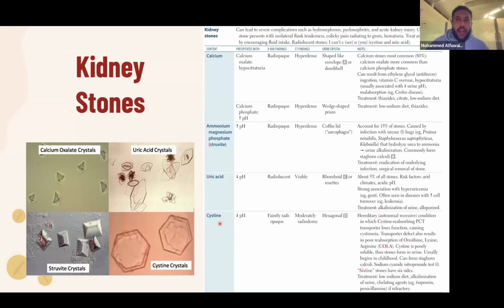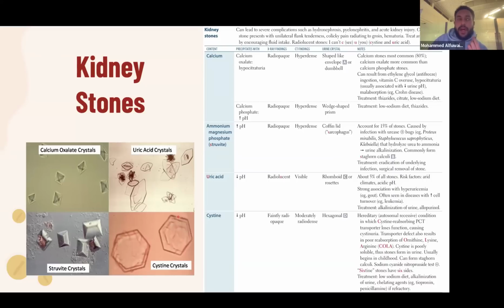Now, lastly, which is a very rare genetic type, is cystine, which is because of cystinuria. Cystinuria is basically because you have a defect in the absorption of some amino acids, which are these: cysteine, ornithine, lysine, and arginine, okay? Because they're poorly absorbed, they precipitate in the urine, forming cystine stones. Now here, it looks like a hexagon. That's how you can identify it using crystals.